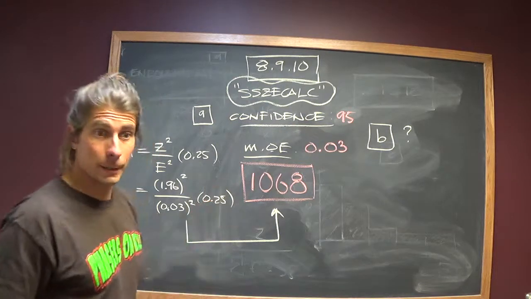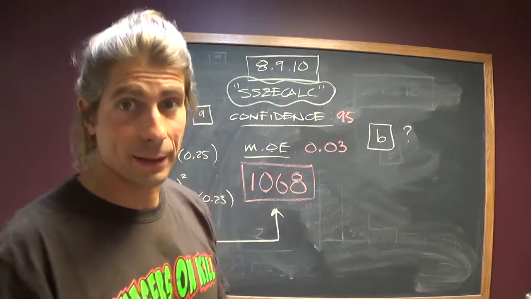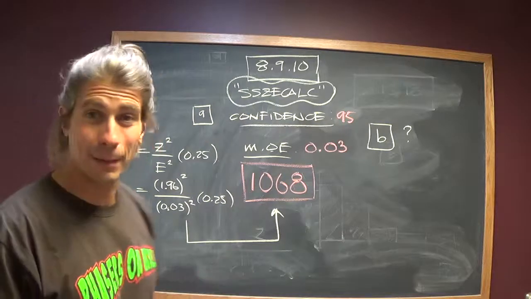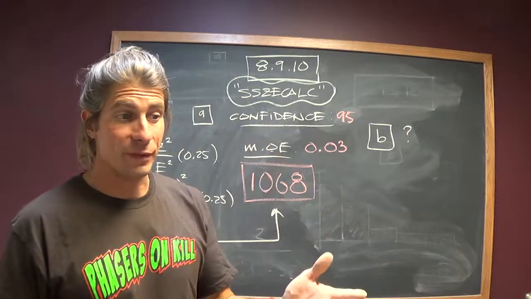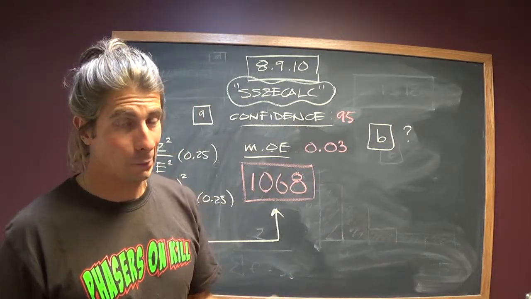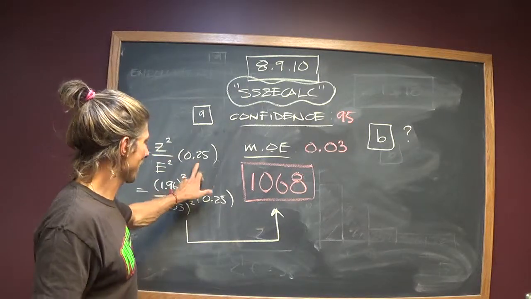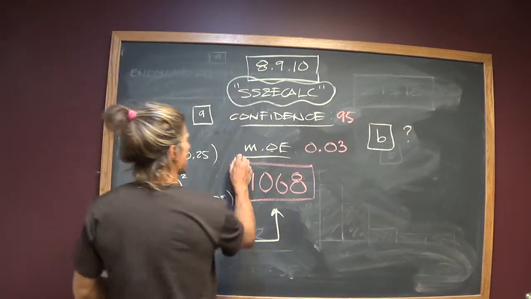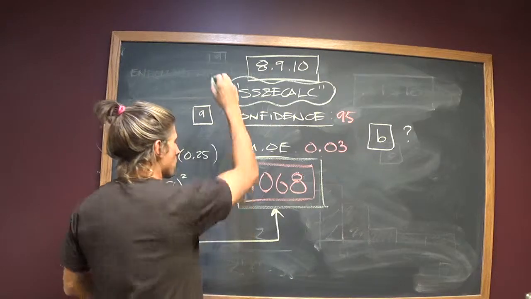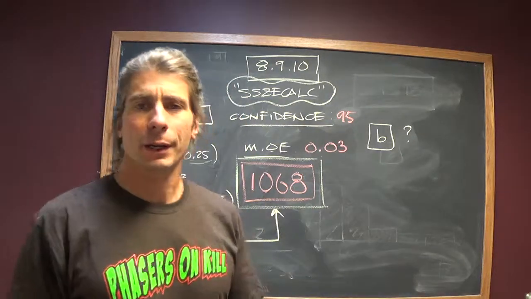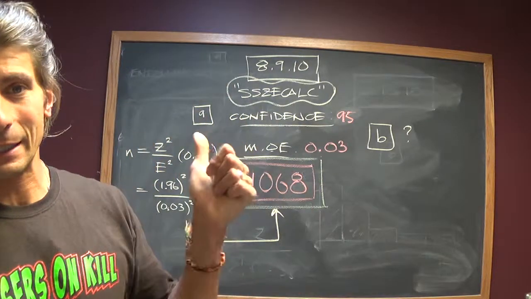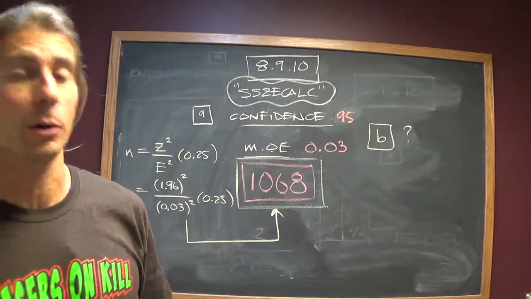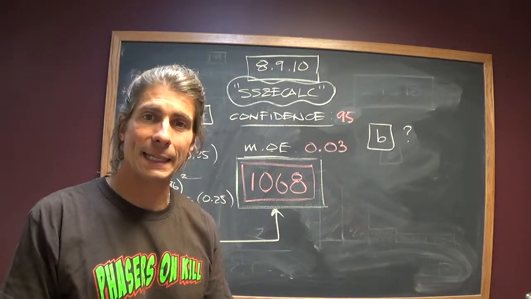I'm making an assumption here, and I'm assuming that the authors wanted me to make this assumption that we are not assuming anything about previous studies, no previous values of p hat or q hat. That's why we're using the 0.25. So either way, your sample size desired is going to be 1,068. That's the magic value. 95% confidence, 3% maximum margin of error, always 1,068.